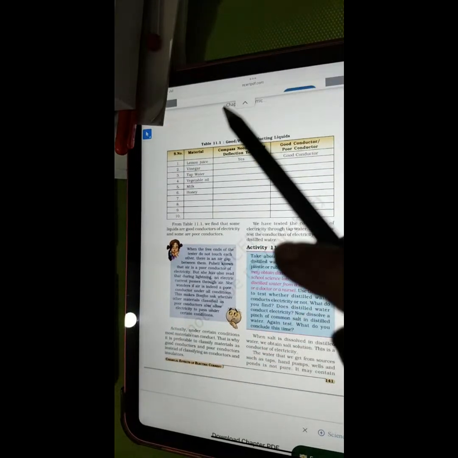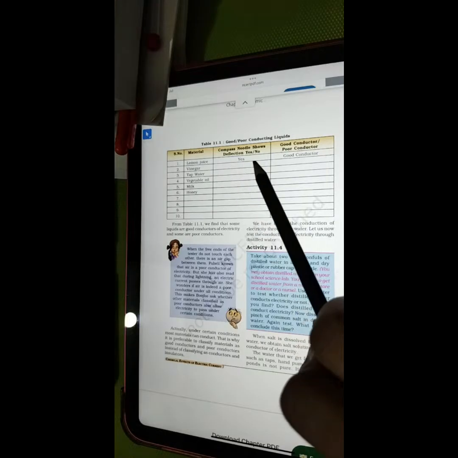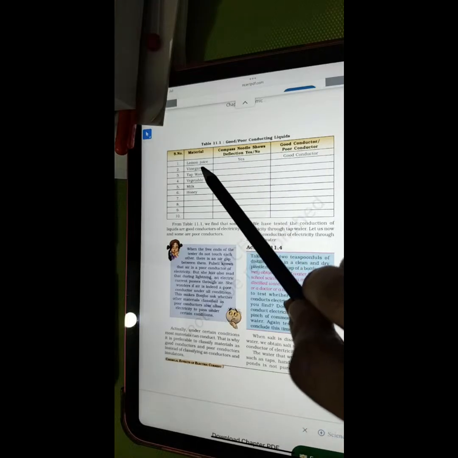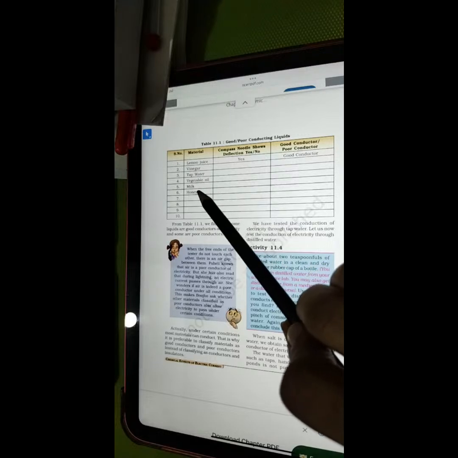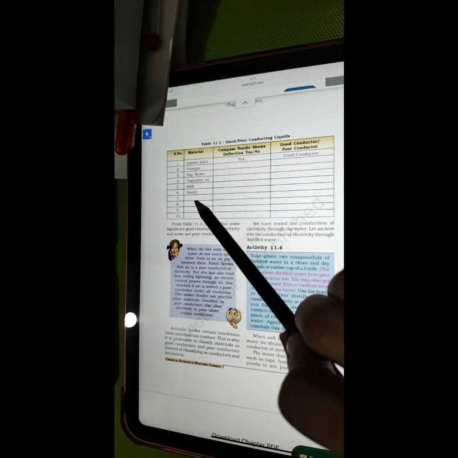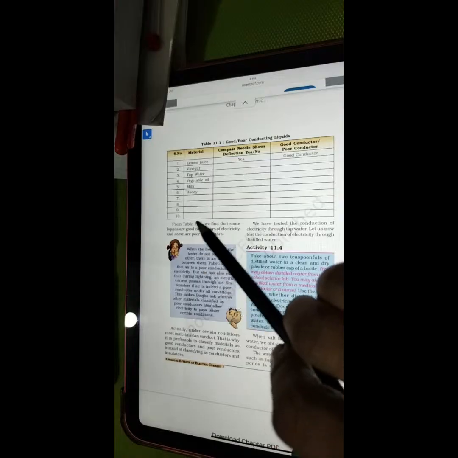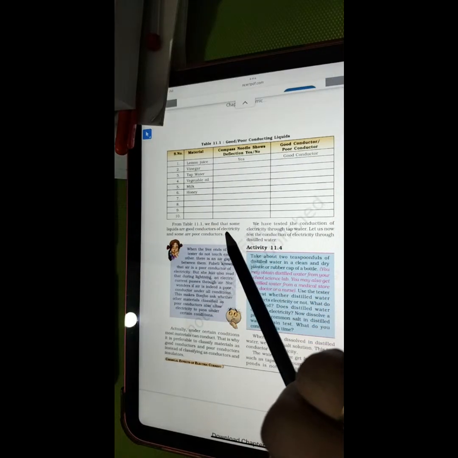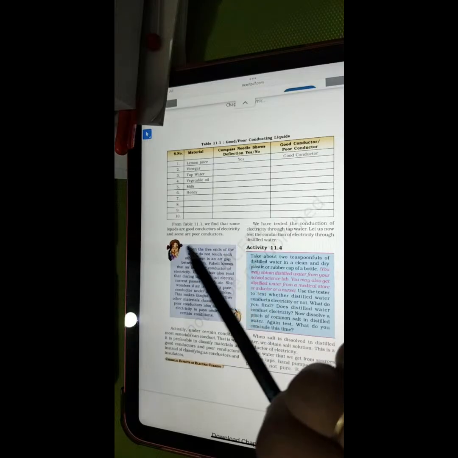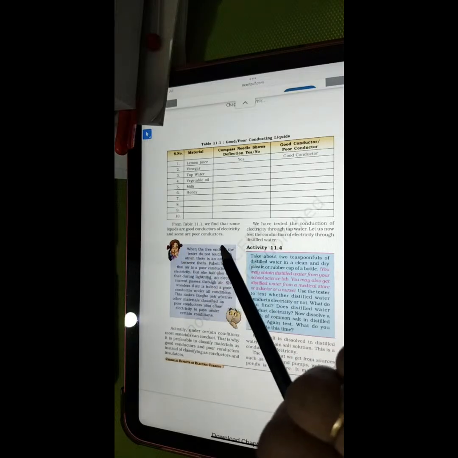So this is the table in which you need to record good or poor conducting liquids. So 6 they have given you: lemon juice, vinegar, tap water, vegetable oil, milk and honey, and 4 others you need to find out and write. From table 11.1 we find some liquids are good conductors of electricity and some are poor conductors.